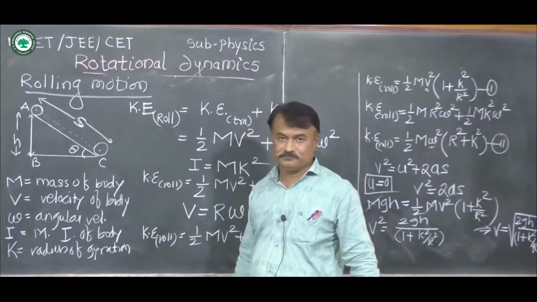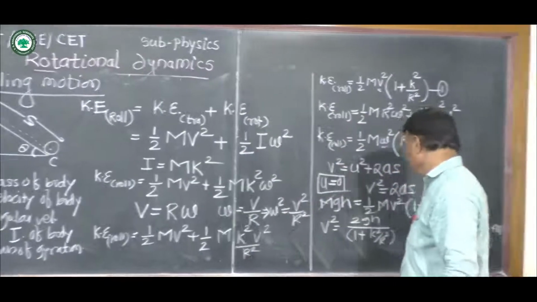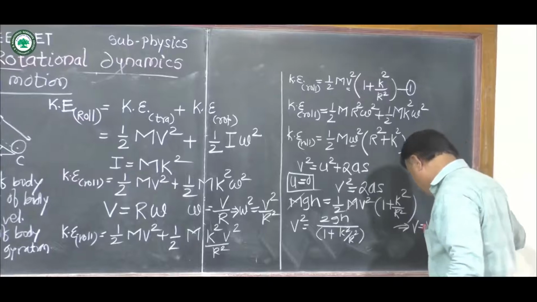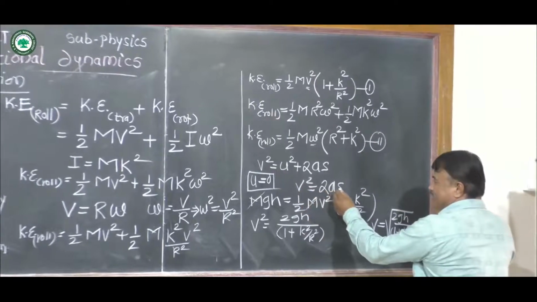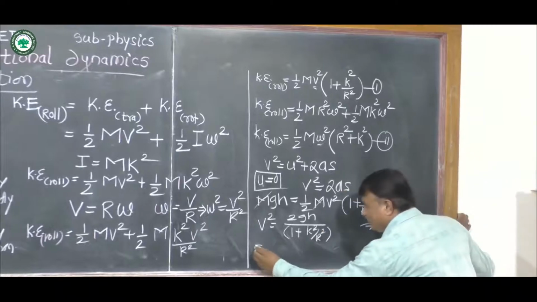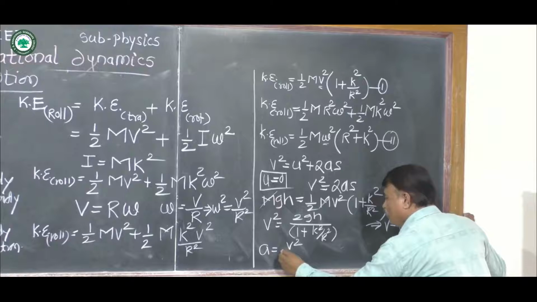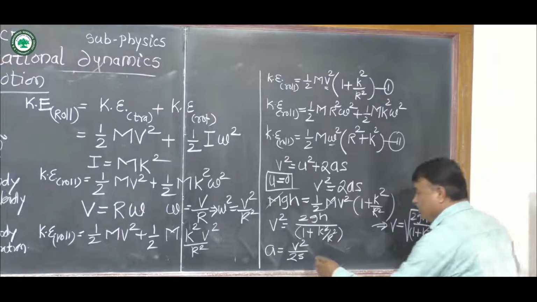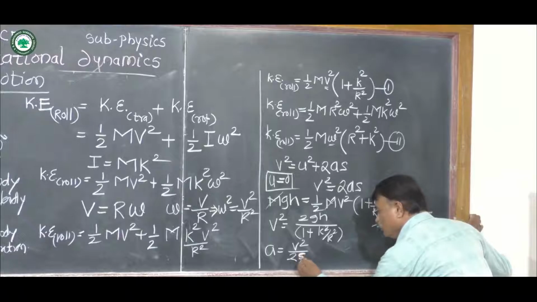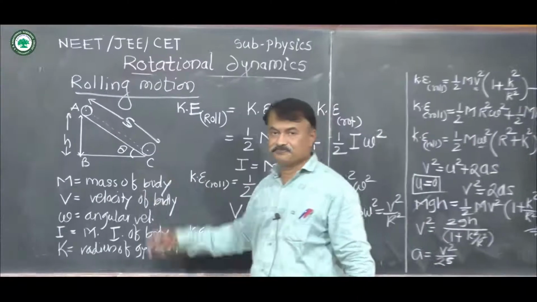Now we have to find out the acceleration of this body. For finding acceleration, again we have to concentrate on this formula: v square is equal to twice as, and we have to find out acceleration. So acceleration is equal to v square upon 2s. Now we have to find out the distance s.